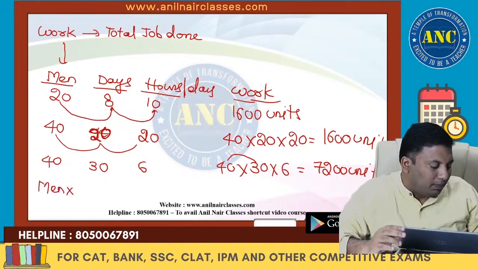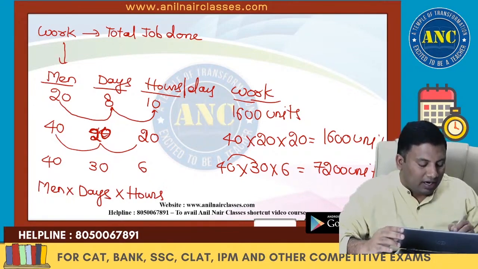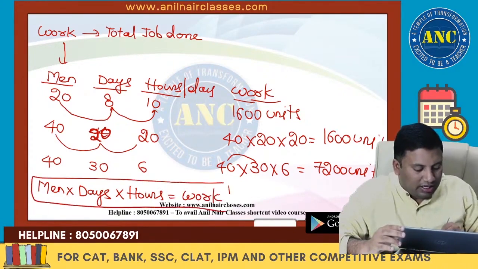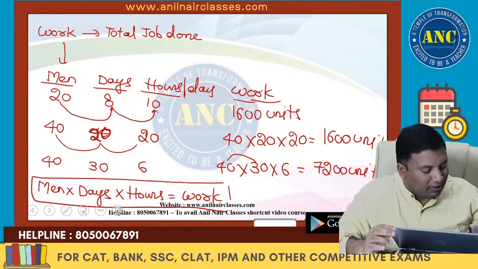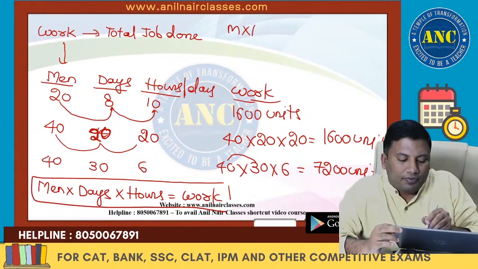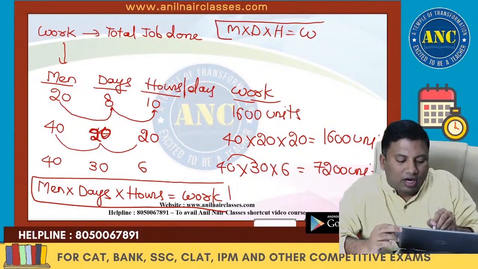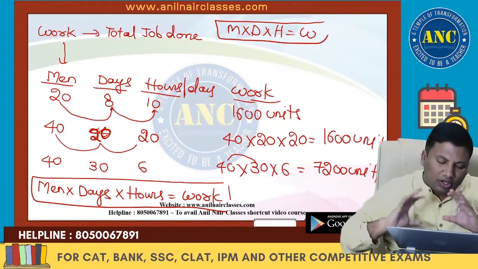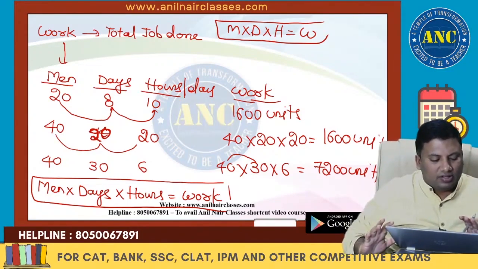Now if you observe, the number of people assigned for a job, the number of days they work, and the number of hours per day will give you the total work. Please write down the first point: men into days into hours is nothing but work. Men into days into hours, MDH equivalent to W. Now we will see what if work is constant, or the number of people is constant, and all the related things we will discuss.